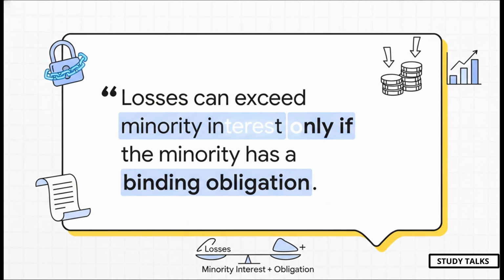And here's the rule, straight from the standard. You can only push minority interest into the negative if, and only if, the minority shareholders are legally on the hook to cover those losses. But let's be real, in 99% of your exam questions, there's no such obligation. So the rule is simple. Their losses are capped at 0. They can't lose more than they put in.